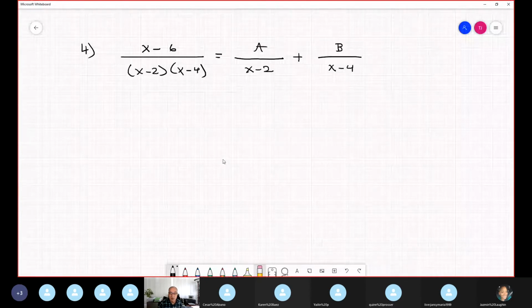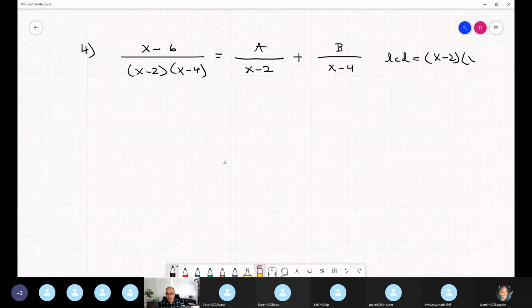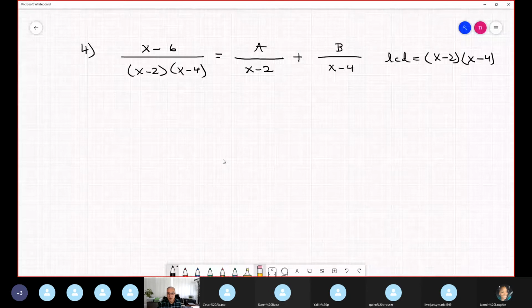And A and B are the constants I need to find. It's obvious that the least common denominator is the multiplication of both, x minus 2 times x minus 4. When you multiply this expression by the LCD, because I want to eliminate the fractions, you have x minus 6 on the left-hand side. We have A times x minus 4, and we have B times x minus 2.